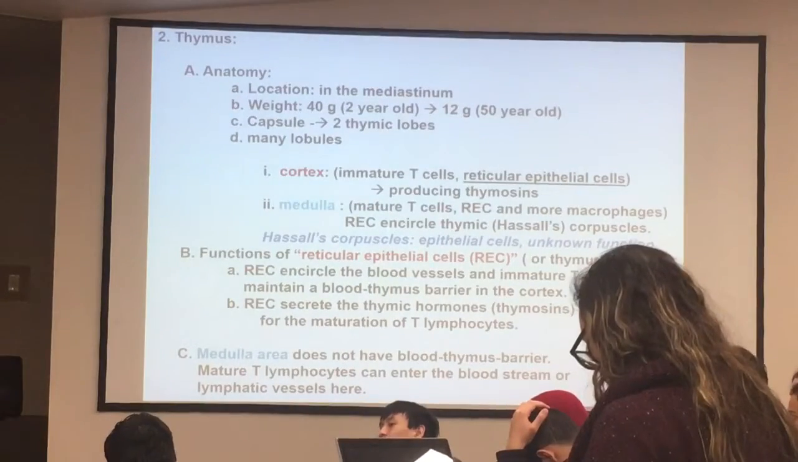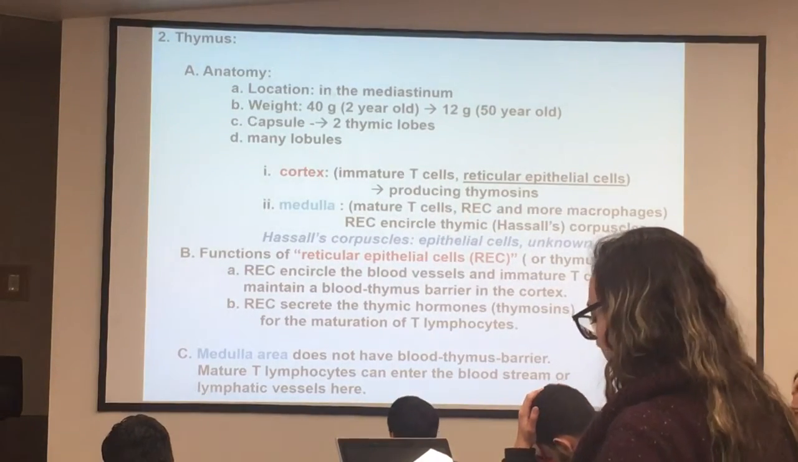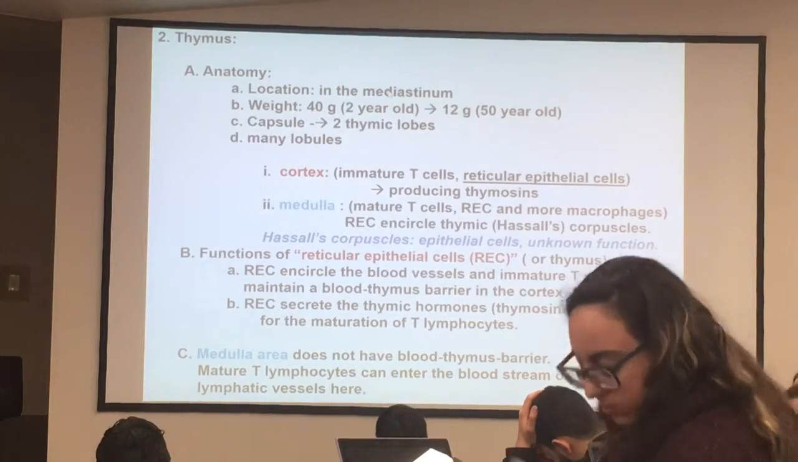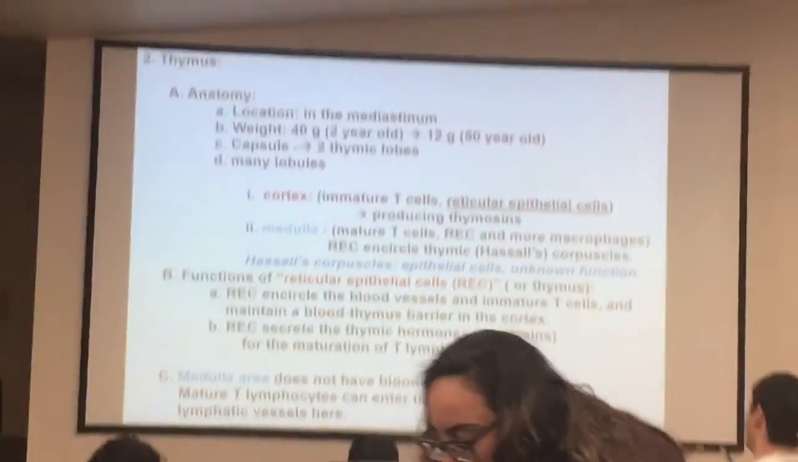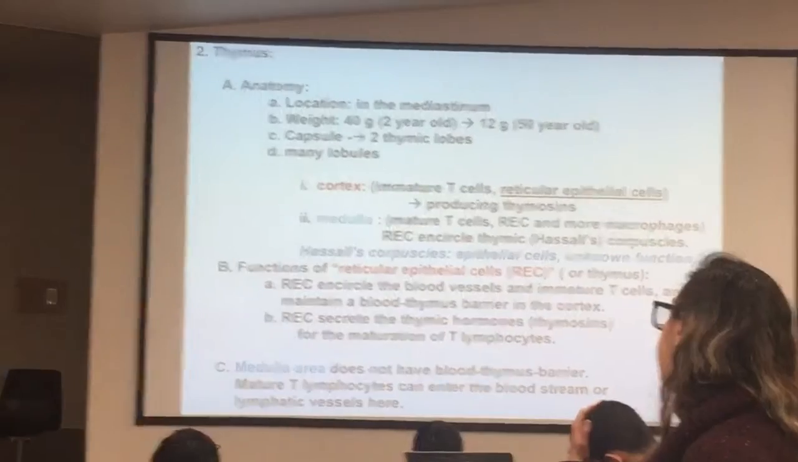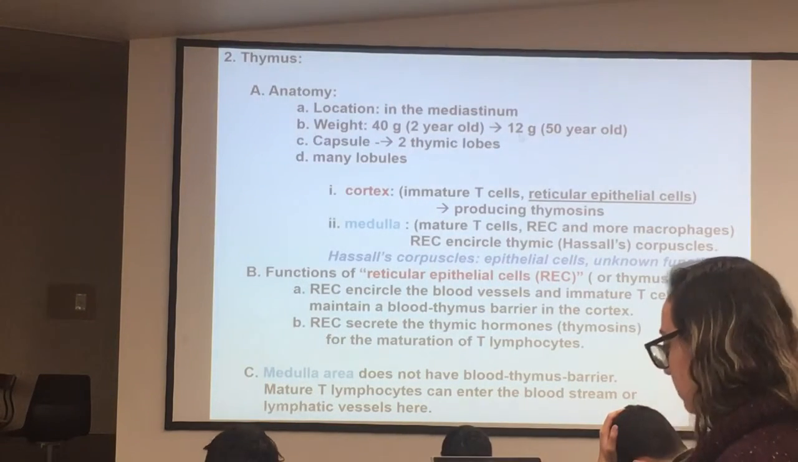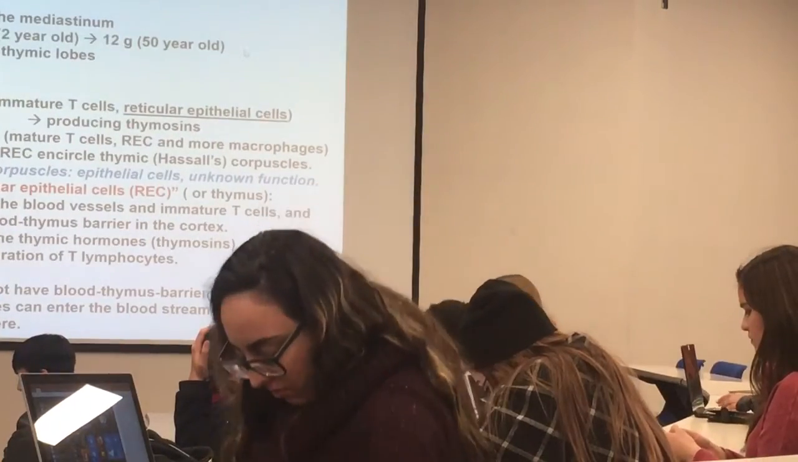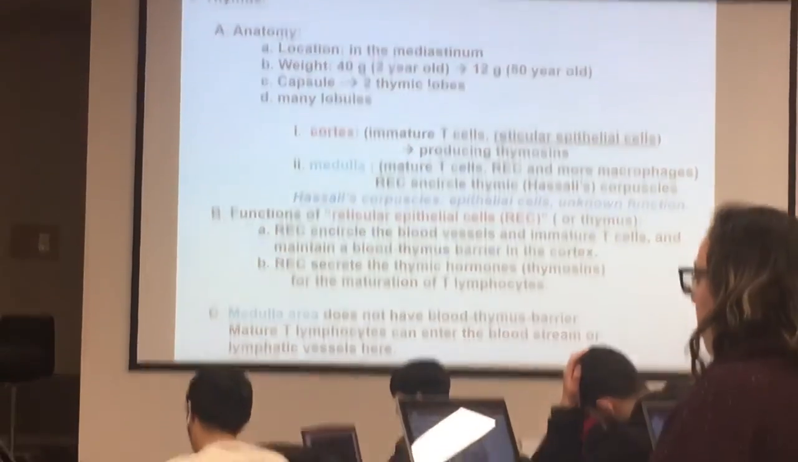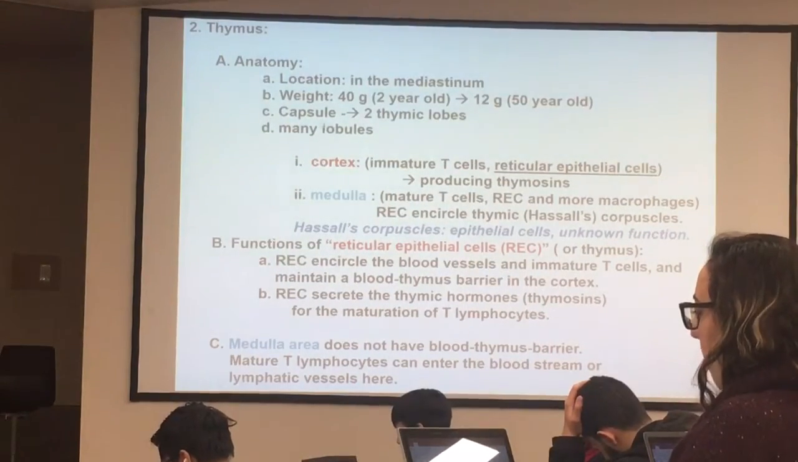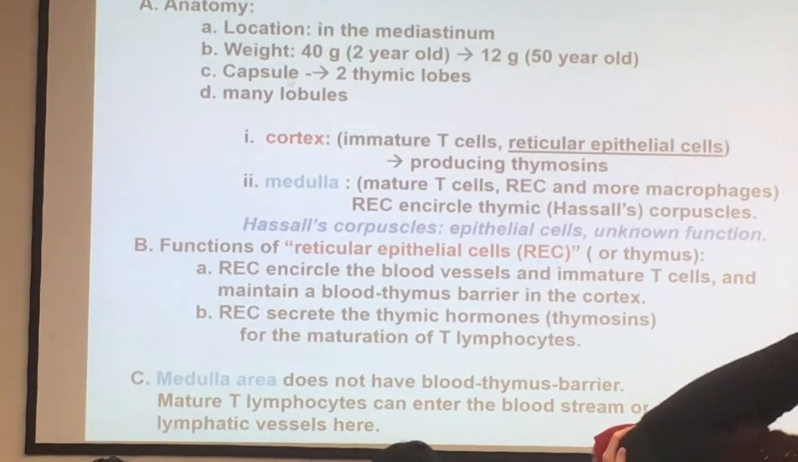Take a look here. It's located in an area we call the mediastinum, and it's bigger when you are young. At 2 years old, it weighs about 40 grams, and at 50 years old, about 12. When people get to 80, it probably only weighs 2 grams. It has two major lobes and a capsule covering the outside.